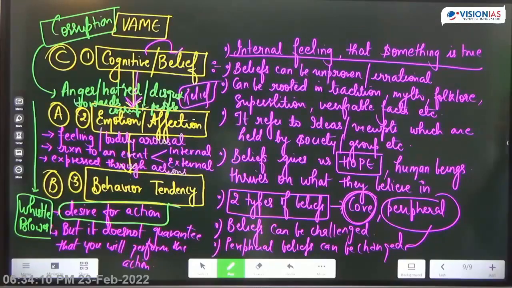Is it making sense for everyone? So far, whatever we have discussed, is everything clear? Have you written this example of corruption?